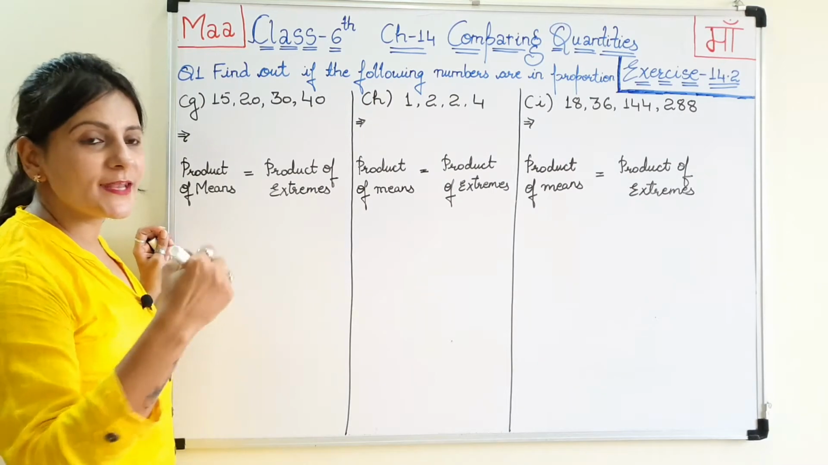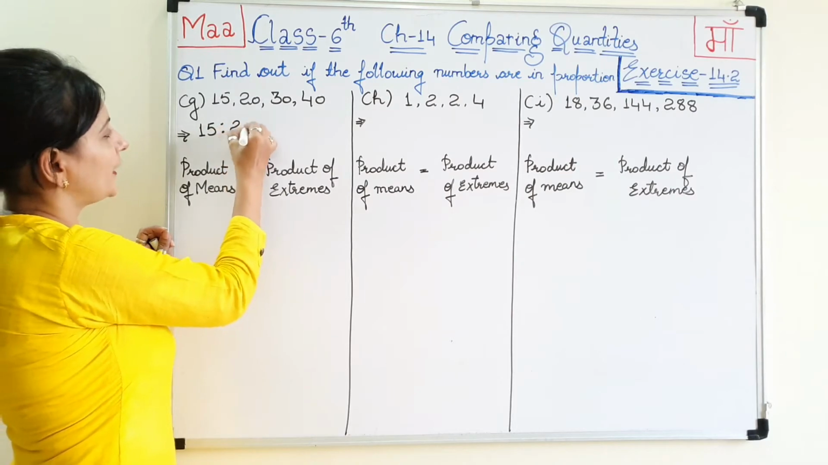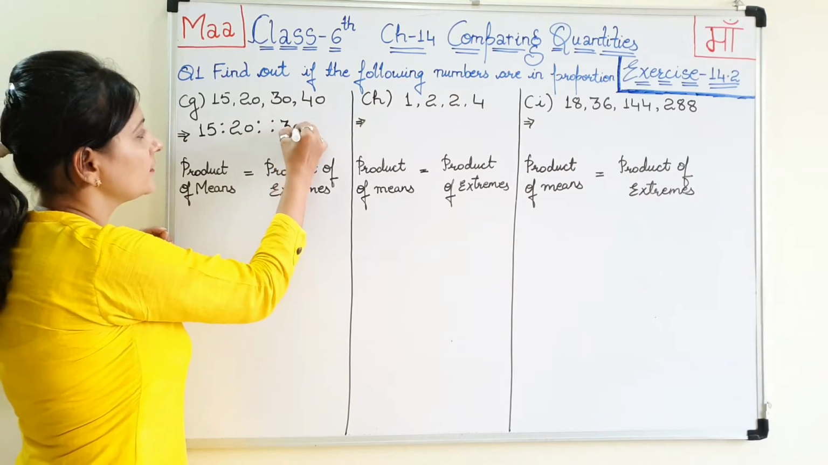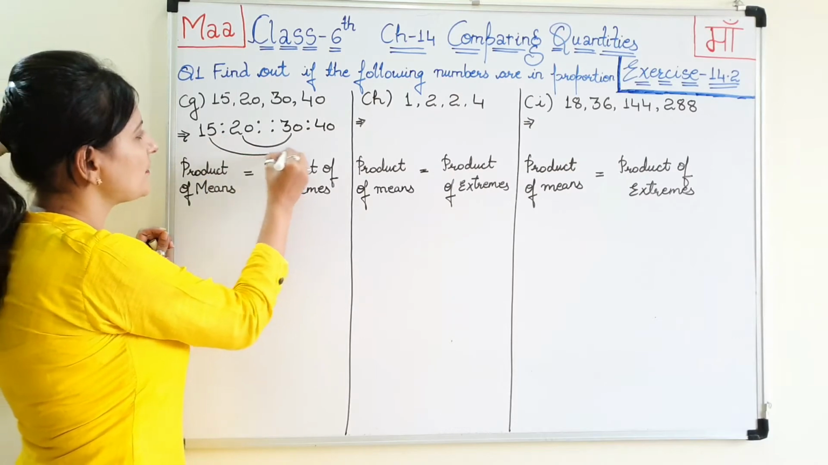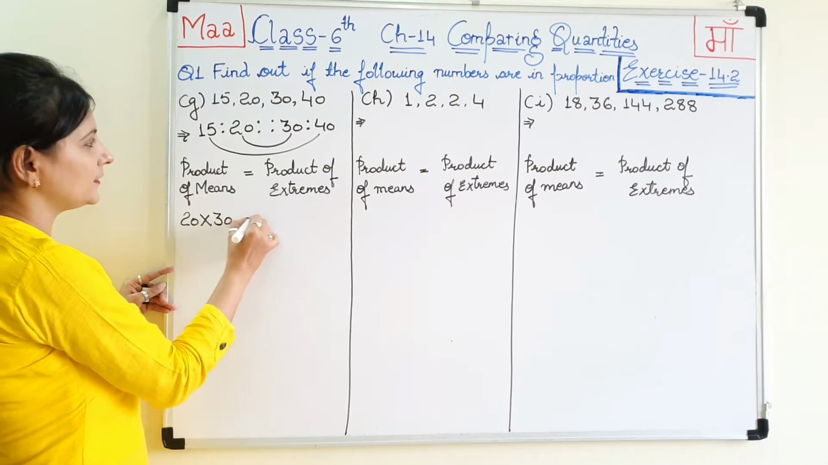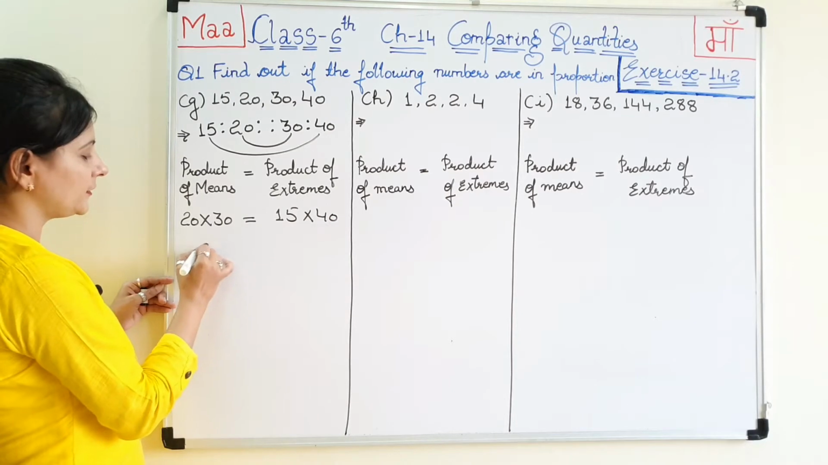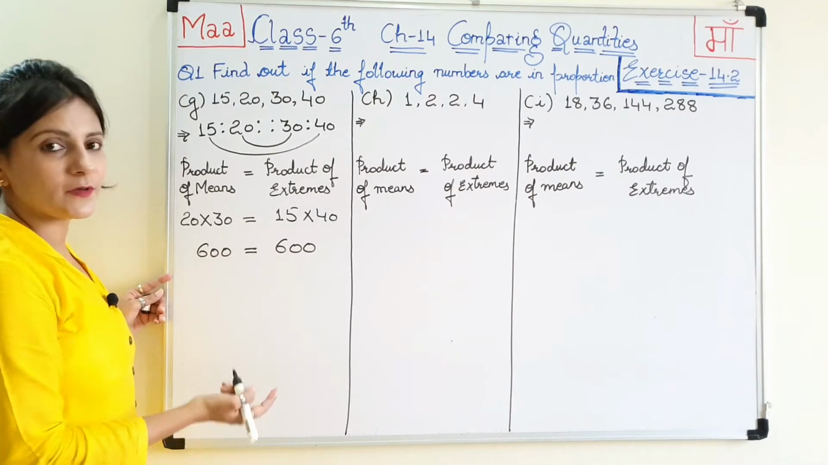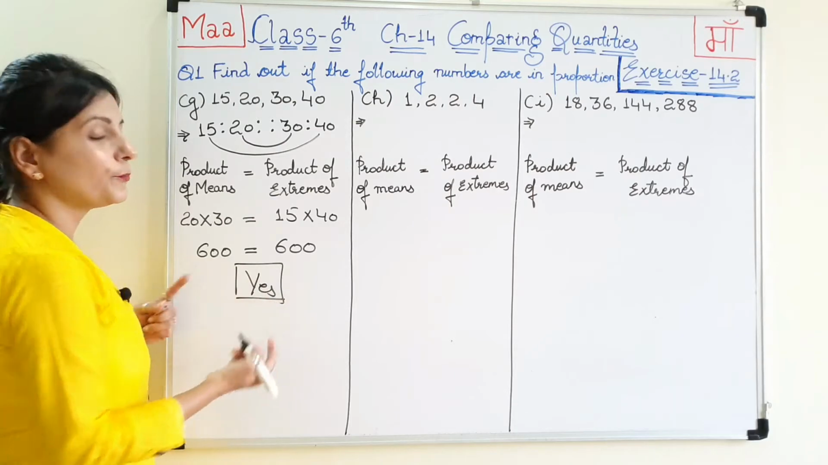Now part G is 15, 20, 30 and 40. So as I told you, in the next step you will arrange it in the series of proportions. So 15:20, then 4 dots you will put, that will show the proportion, then 30:40. Now the means are 20 and 30 and the extremes are 15 and 40. So here we will multiply 20 and 30 and on the other side we will multiply 15 and 40. After multiplying 20 and 30, you will get 600, and on the other side 15 into 40 is also equal to 600. So LHS is equal to RHS. That means yes, they are in proportion.